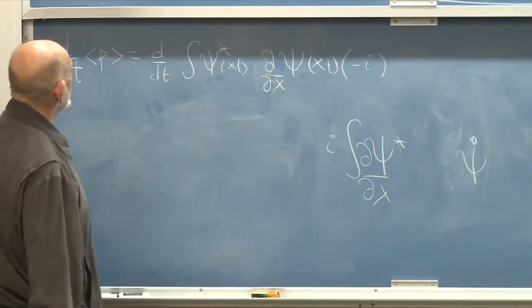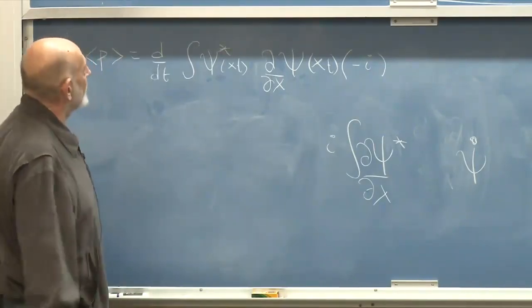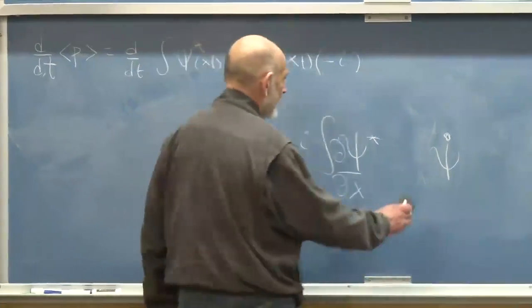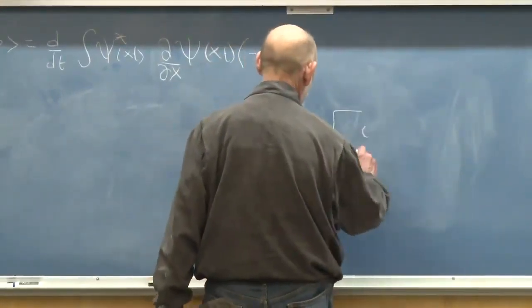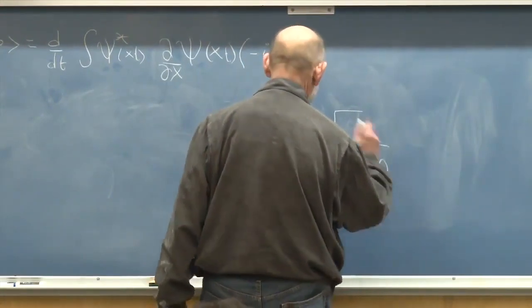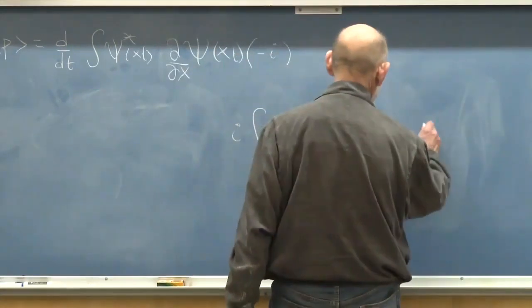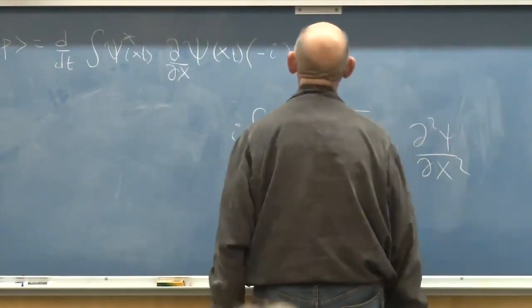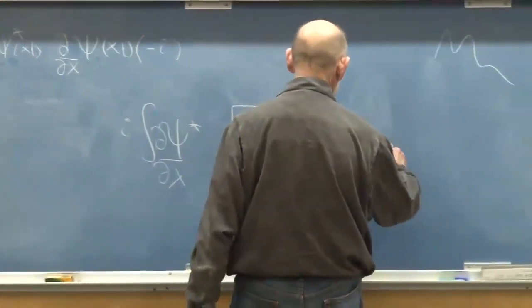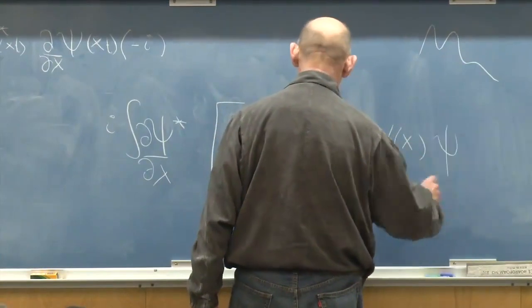Okay, now, we plug in the Schrodinger equation and pray like mad that it all goes well. Psi dot is equal to I over 2m d second psi by dx squared minus I v of x psi.